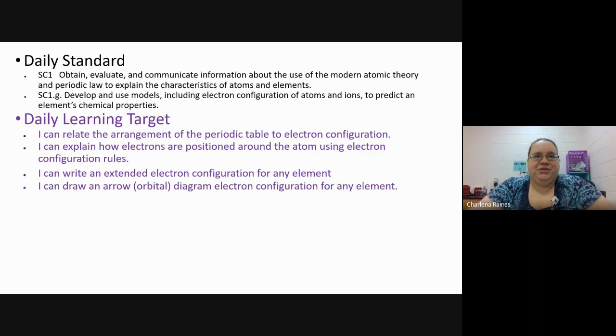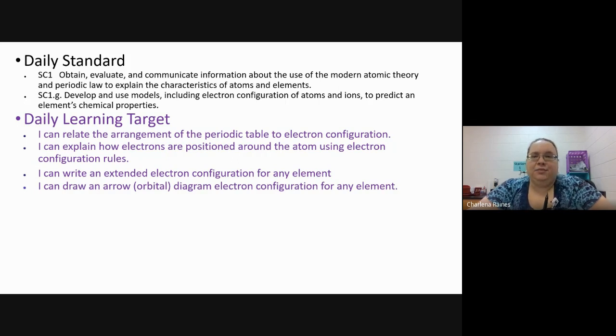Good morning, chemistry students. Today we are officially getting into how to write electron configurations. So we're looking at standard 1G specifically, where we are using models including electron configurations to predict chemical properties. Today we're just going to see how to write and or draw some of the different types of electron configurations.